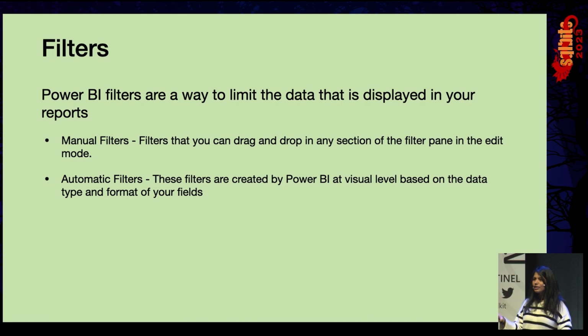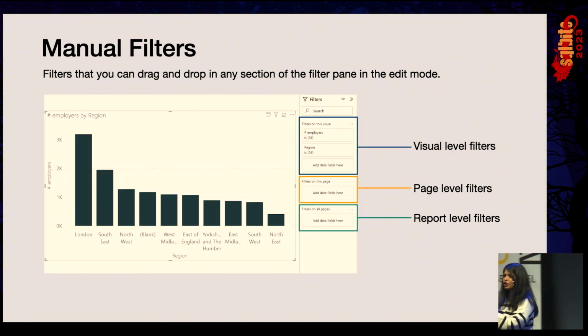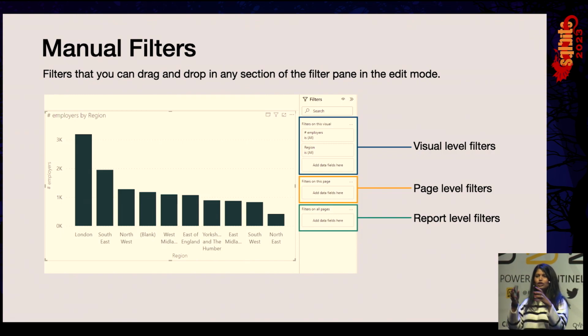When it comes to filters, we mainly have two types of filters, which are manual filters and automatic filters. So the manual filters are the filters that you actually go and add to the filter pane yourself. There you have different types. You have visual level filters, you have report level filters, and you have page level filters.